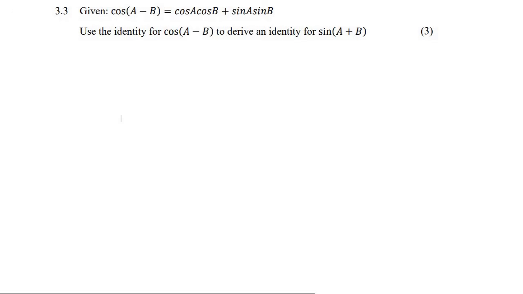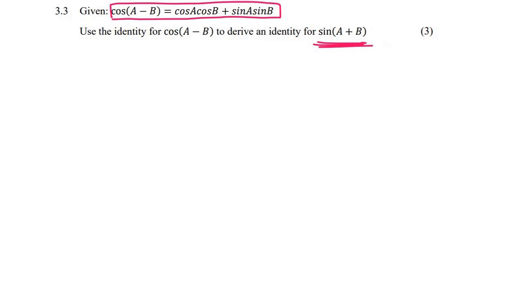Alright, so this question is more of like a proof, and it's quite weird, but it's not that long. So let's see how it goes. So they tell us that this is true. Now we know that this is true. It's one of the compound formulas, and it says use that identity to try and make something for sin of a plus b. So what we do is we say sin of a plus b is the same as cos of 90 minus a plus b, right? That's a cofunction.